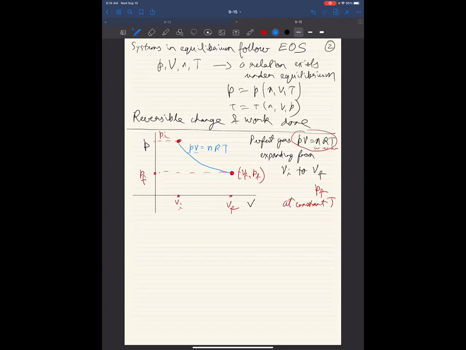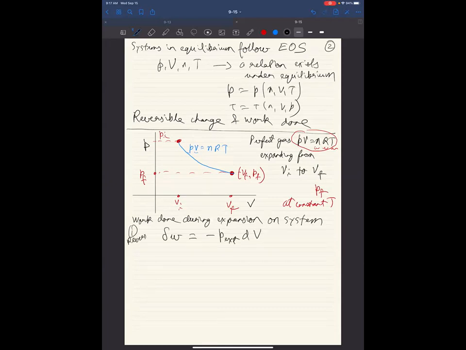Now let's calculate the work done. Case 1. We want to calculate the work done during expansion. And our convention is work done on the system, right? We are not thinking about work done by the system. We'll stay consistent with this convention. Work done during expansion on the system. What's the formula? The formula is delta W is equal to minus P external dV.